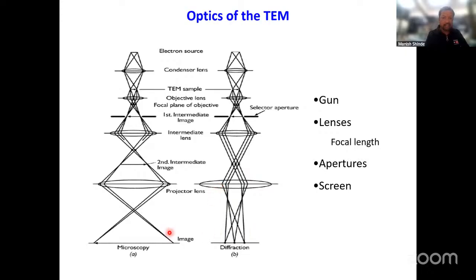Projection lens is there. And then there are two modes of imaging. One is microscopy mode, where you get an image like this, a fully focused image is obtained. In diffraction mode, instead of this kind of fully focused image, you will get a little bit defocused image, and you will get some bright spots. Instead of an image, you will get some spots. Now, those spots also carry information about the sample.